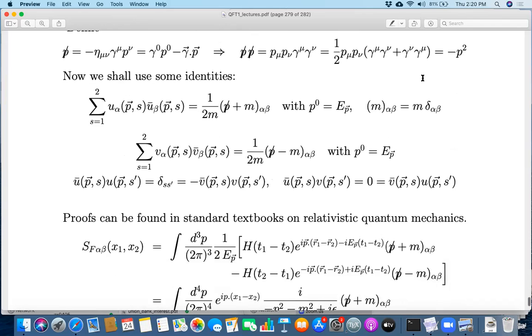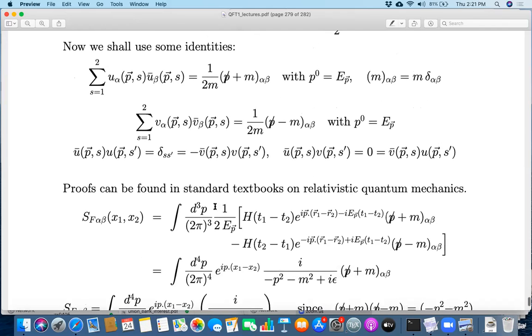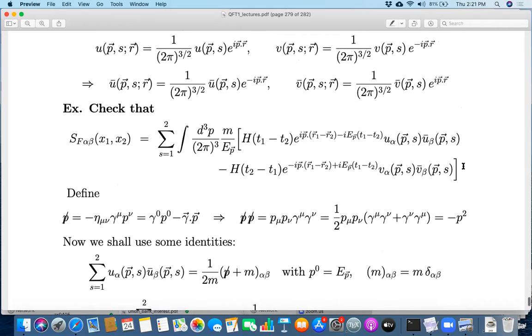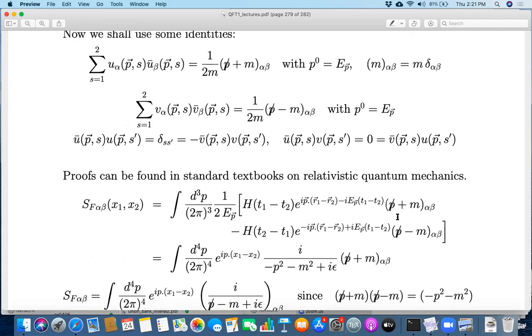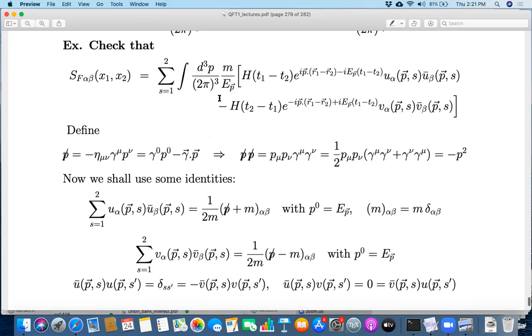So 1 over 2M combined with this M over E_p gives you 1 over 2E_p. Okay, that's what is here. And then this is (p slash plus M) alpha beta. And similarly for the sum over s of v, I replace it by 1 over 2M times (p slash minus M) alpha beta. So that's here. And the minus sign here, of course, should be clear, it's inherited from the original minus sign. This minus sign is part of the definition of the time ordered product.